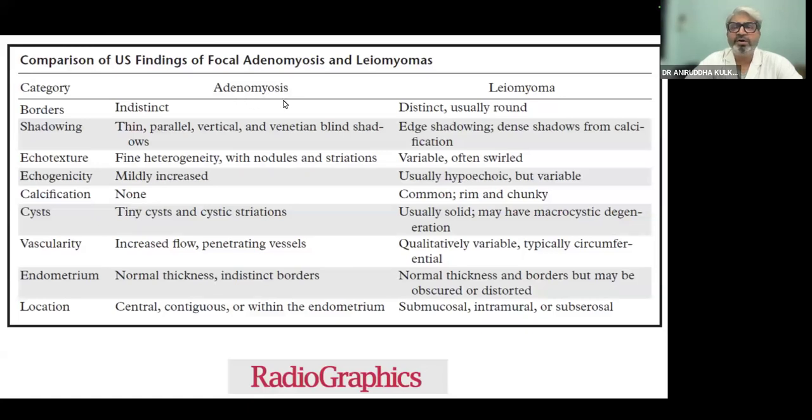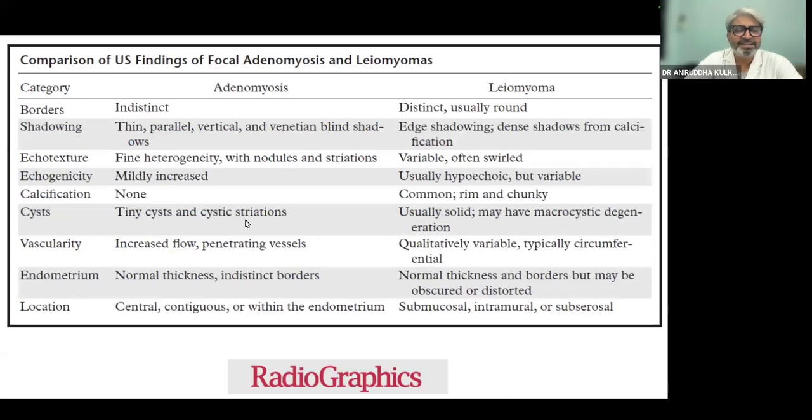Now, one of the foremost things most of us want to know is whether the focal lesion is adenomyosis or a leiomyoma. The borders of adenomyosis are indistinct. In case of fibroid, it is distinct and round. The shadowing is thin, parallel and vertical, called the Venetian blind kind of shadowing, whereas in fibroid it is the edge shadowing kind of shadowing. We'll discuss all the features of fibroid and its characterization in the next series. We must remember that the echogenicity can be mildly increased in case of adenomyosis. Calcifications are usually not a feature of adenomyosis, but can be a feature of leiomyoma.